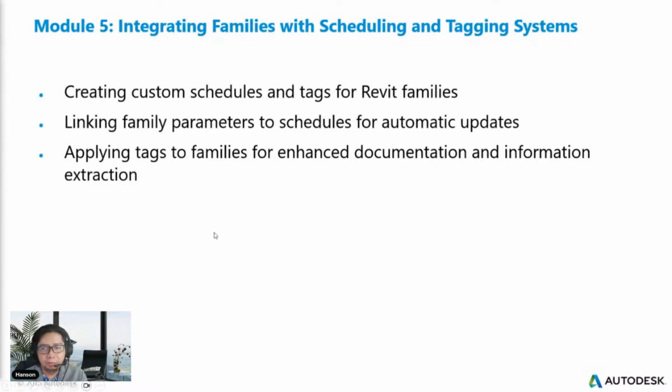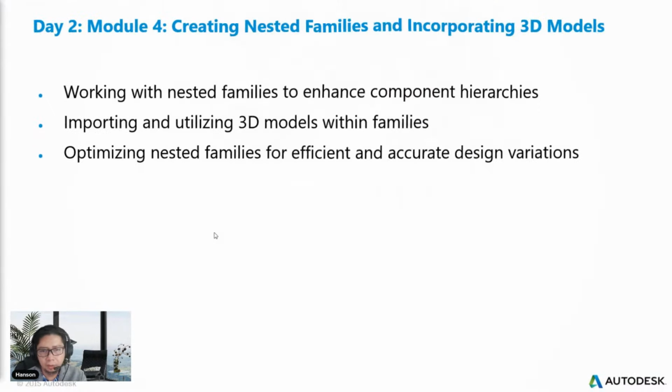Module 5 is integrating families with schedules and tagging systems. So we will tag, what we can call the naming conventions and tags, leaders, creating custom schedules for tags and families. That is for schedule, linking family parameters to schedules for automatic updates, applying tags to families to enhance documentation and information. So we'll add more information on our models once we have created those family models.